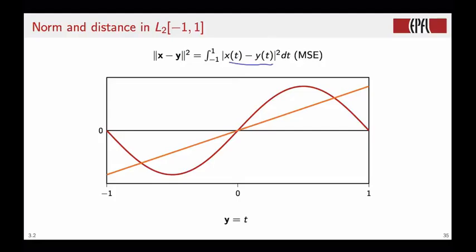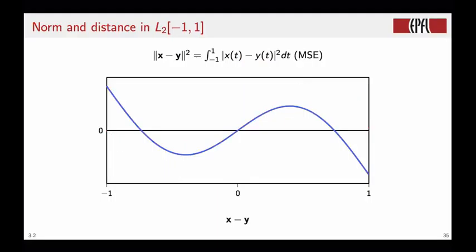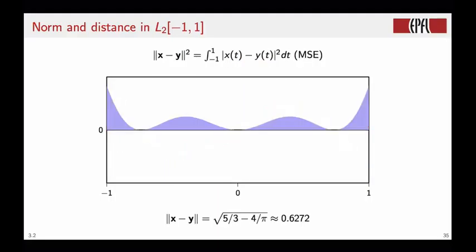Okay, so let's calculate it. So x is the red sine wave, orange is the function t, the difference is this blue thing, the square of the difference is this surface here, as you can see, and the integral is going to be a positive number very clearly, because the difference is different from 0. You can do the trigonometry again, it's nothing very fancy, but we know graphically that it's going to be strictly bigger than 0.